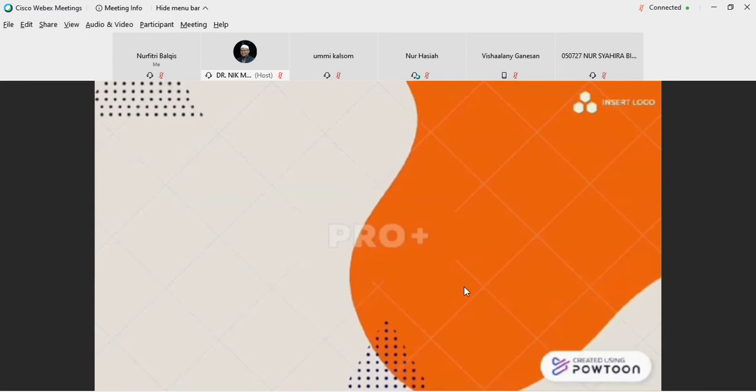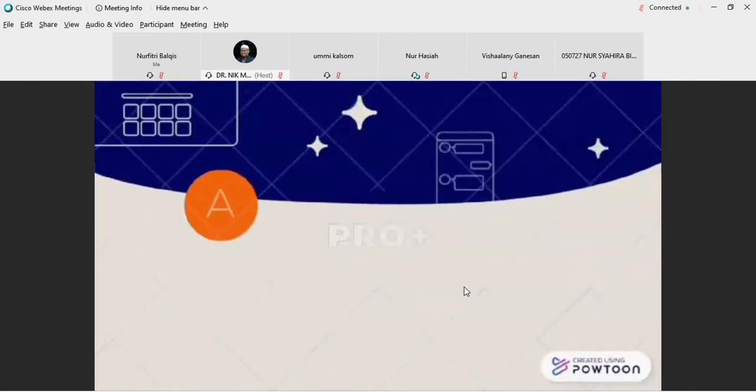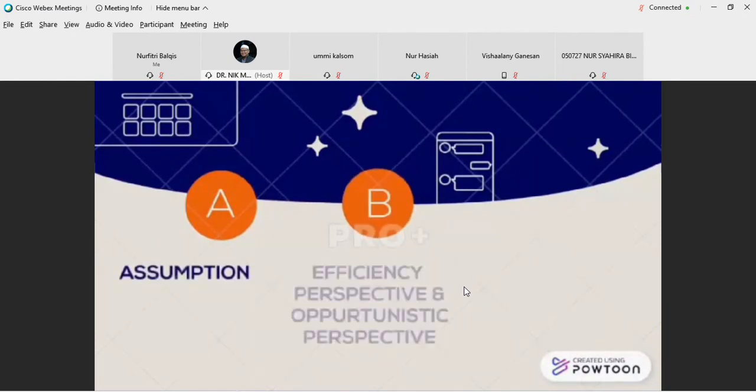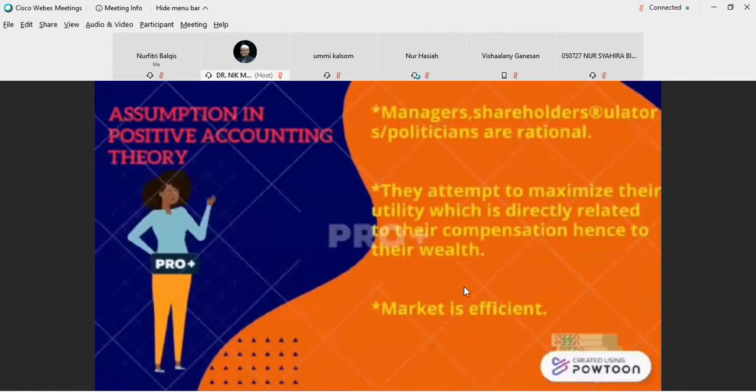Positive accounting theory is a theory that attempts to make good predictions about managers' choice of accounting policies. Positive accounting theory is divided into three: assumption, efficiency perspective and opportunistic perspective, and hypothesis. The assumption says that managers, shareholders, regulators and politicians are rational. They attempt to maximize their utility, which is directly related to their compensation and to their wealth. And the market is efficient.